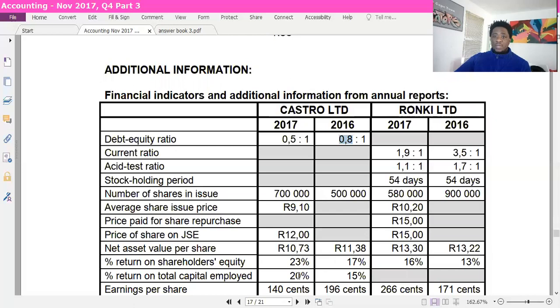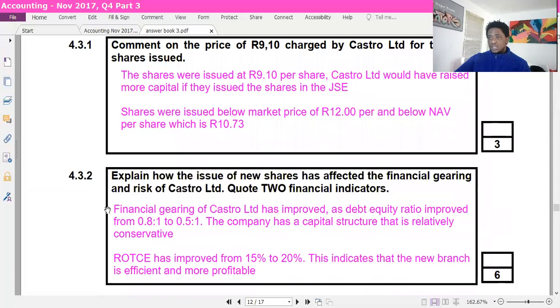So to me, that indicates that since the business has issued new shares to open the new branch, that has resulted in a situation where they are more profitable, or they are getting more return on the capital that they employ to carry out their mission. So my answer here was: financial gearing of Castro Limited has improved as debt equity ratio improved from 0.8 to 0.5 is to 1. The company has a capital structure that is relatively conservative, relative to the previous year.